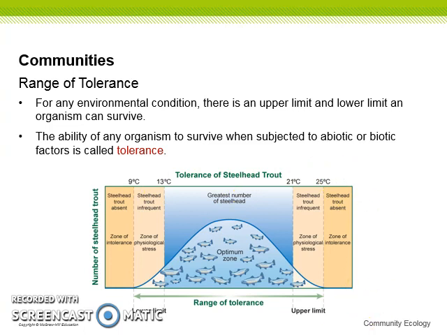So looking at this, we can see that the steelhead trout are completely absent at the lower limit, in this case, temperature range. And in the upper limit, they are absent as well. What's their sweet spot? Well, their sweet spot is this bell curve right here. This is the sweet spot. So it would be between 13 and 21 degrees. That middle section is the optimum zone.